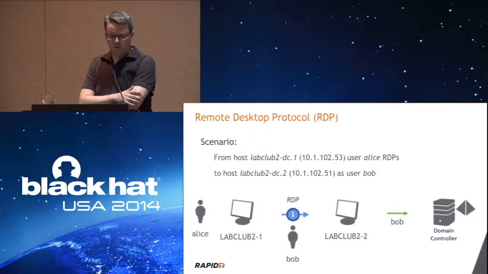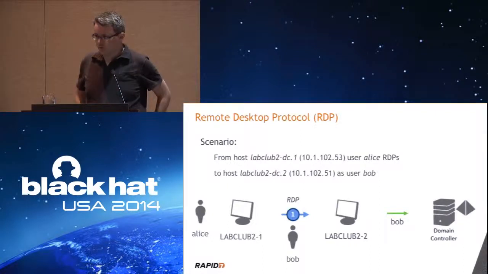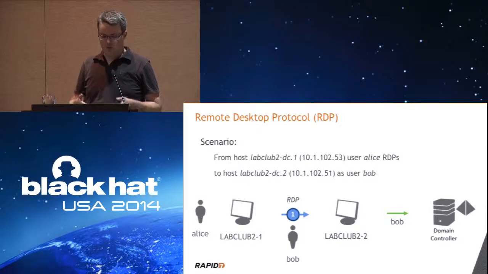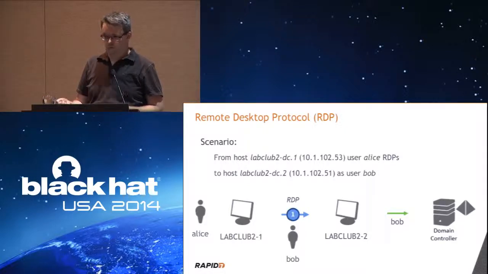So the first scenario that we're going to talk about is a simple connection of RDPing from one system to another. We're going to go from a source system, Lab Club 2 DC1, to Lab Club 2 DC2, but we're going to do an impersonation. We're going to switch from a user named Alice to a user named Bob.